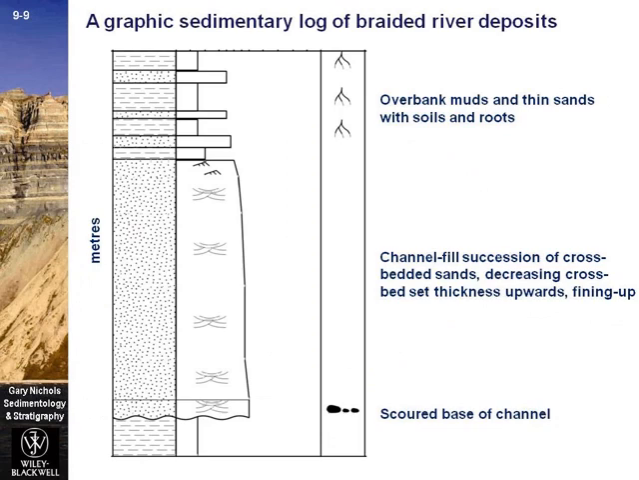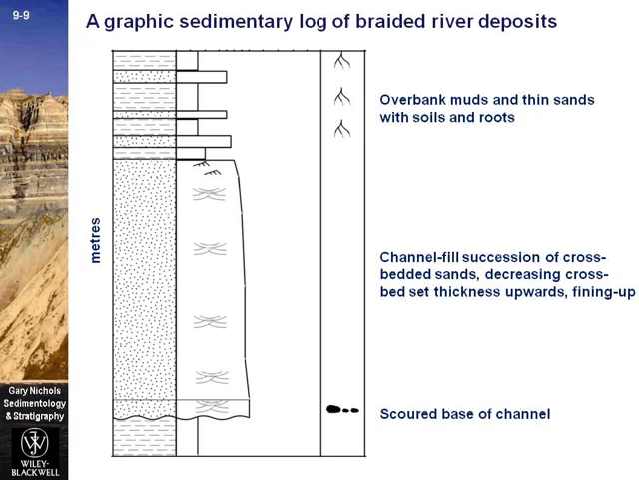Graphic sedimentary log of braided river deposits. The base is characterized by a surface of erosion. It's a scarred base, which represents the base of the channel. The channel fill succession has an overall fining upward sequence, with thickness generally representing the depth of the original channel, if you find it complete. Overlying the channel fill are overbank muds and sands with soil and roots.